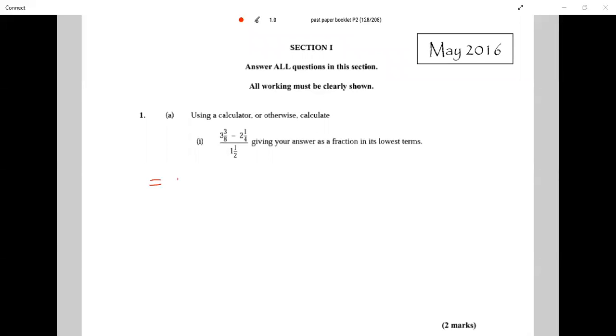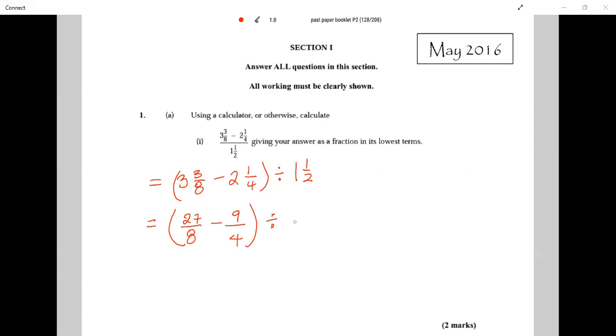This is 3 and 3/8 minus 2 1/4. That's the numerator. Divide by 1 1/2, which is the denominator. Next, I will convert all mixed numbers to improper fractions. 8 3s are 24 and 3 is 27 over 8, minus 4 2s are 8 and 1 is 9 over 4. Divide by 1 1/2, which is the same as saying 2 1s are 2 and 1 is 3 over 2.